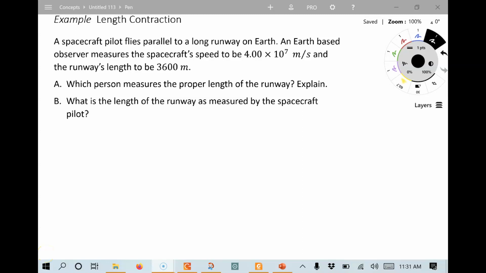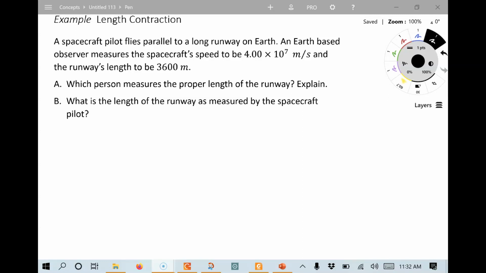Hi, this is an example problem about length contraction from Chapter 28 on special relativity. Pause for a moment to read the question. In this case, we have a spacecraft pilot who is going to cross over a runway. We're given the spacecraft's speed, as measured by an Earth-based observer, and we also know the length of the runway, as measured by an Earth-based observer.